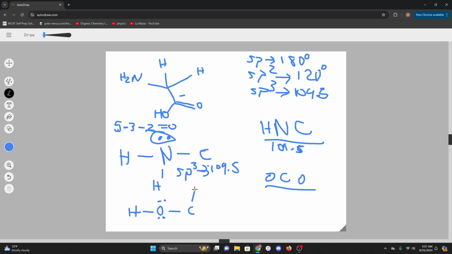We also know that carbon is connected to another carbon up here. We also know that there's a double bond here. There's some lone pairs here. Okay, so for this one, you've got 1, 2, 3. So it's going to be sp2 hybridization for this one, which, like we said, was 120 degrees. So for the OCO bond, it's going to be 120 degrees. And that's how you find out the bond angles in a bigger molecule.